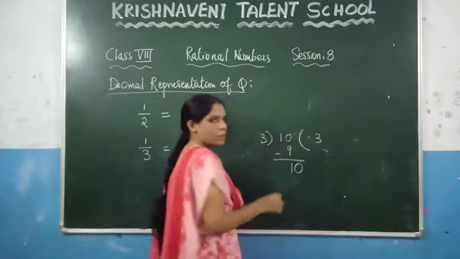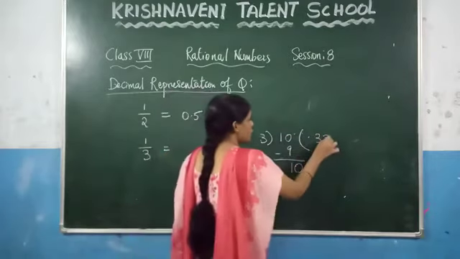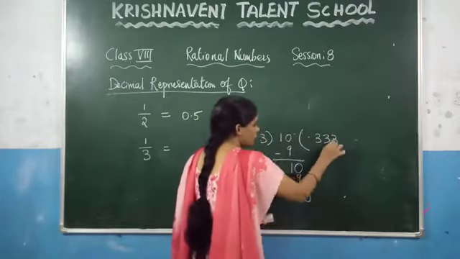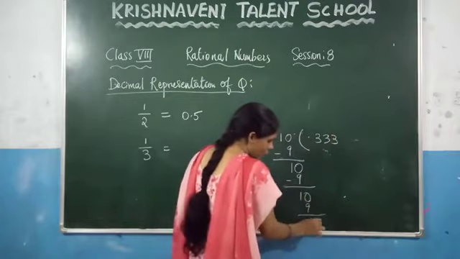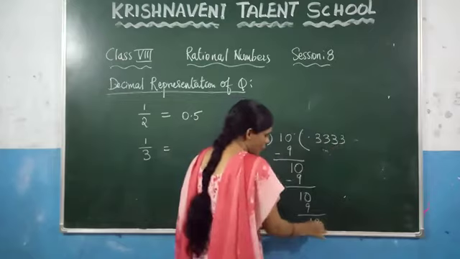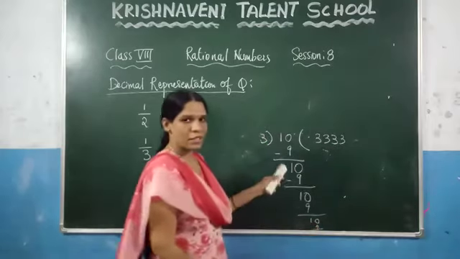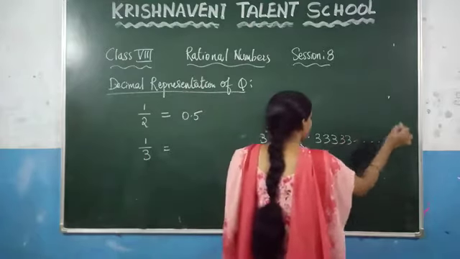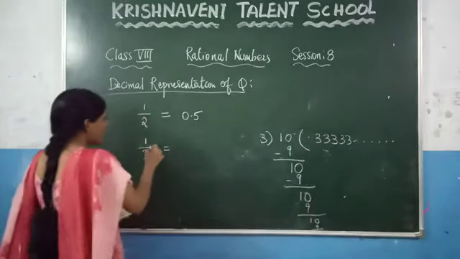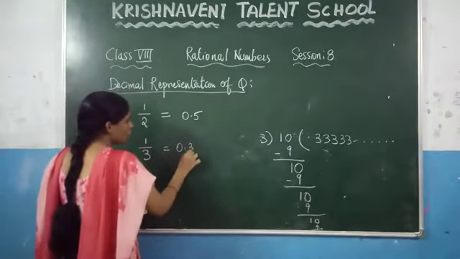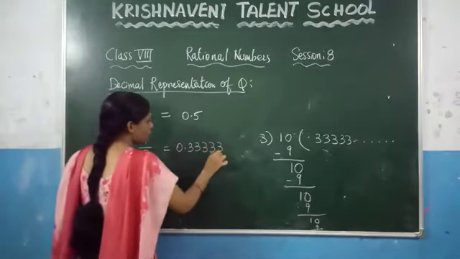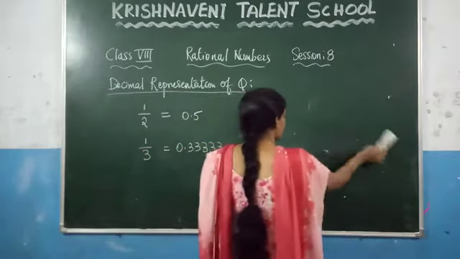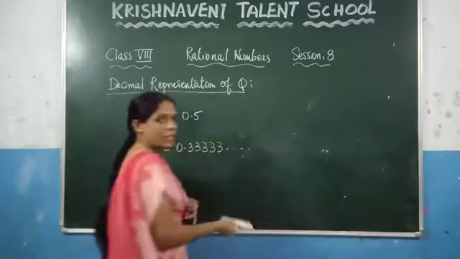Again here you need to put 0. So again 3 3s are 9. Again you are getting the remainder 1, put 0. Again 3 3s are 9. If you go on like this, it does not have any end. It keeps on going. You will get 0.3333 and so on. So here write the value of 1 by 3 as 0.33333 and so on.